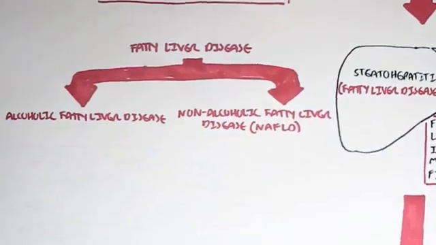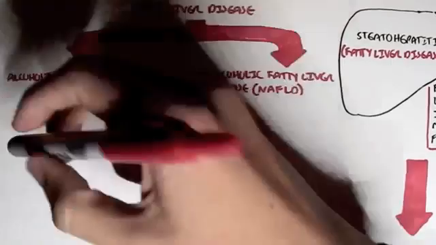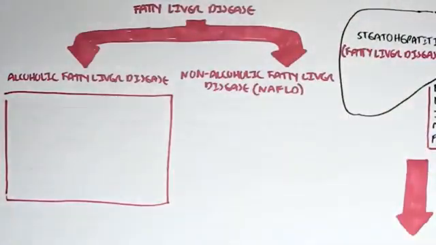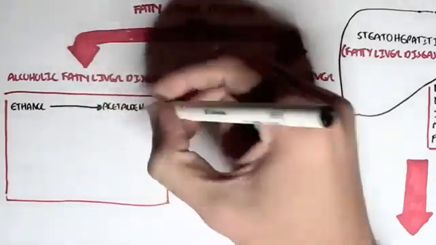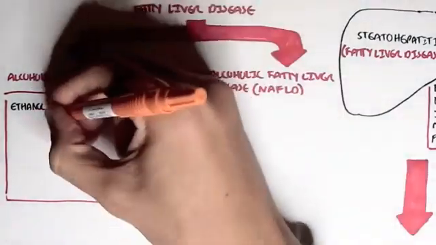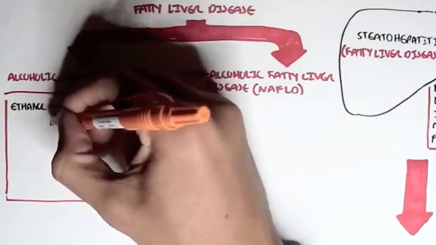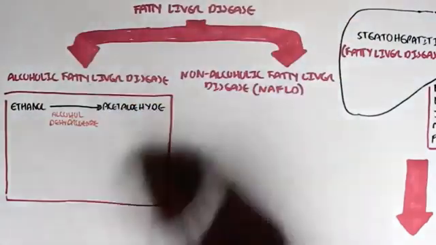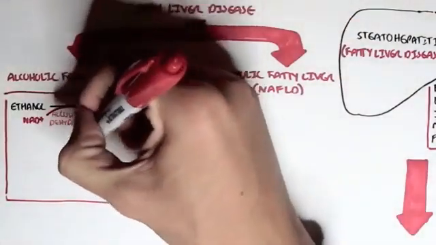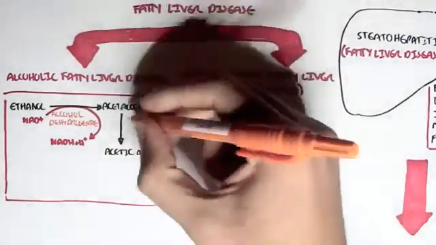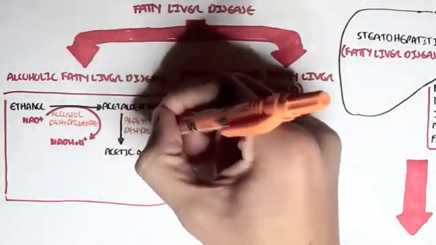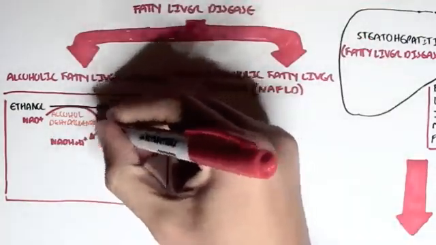Obviously, the alcoholic fatty liver disease is because of alcohol consumption. Because what happens is when we have too much ethanol, ethanol can be converted to acetaldehyde by the enzyme alcohol dehydrogenase. NAD is reduced to NADH. Acetaldehyde can then convert to acetic acid by the enzyme aldehyde dehydrogenase. NAD is also reduced to NADH here. So now we have two NADHs.